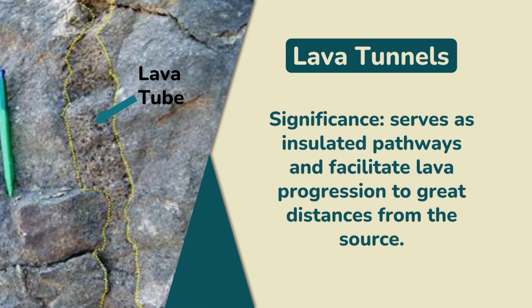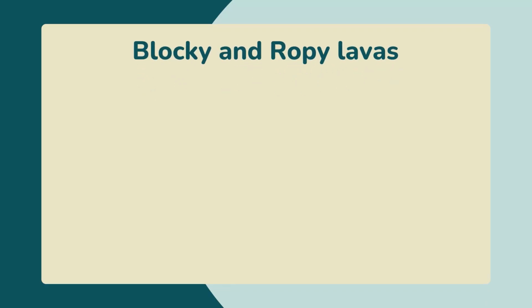What is the significance of lava tunnels? They serve as insulated pathways and facilitate lava propagation to great distances from the source. Another important structure is lava structure, which is again of two types: blocky lava and ropey lava.